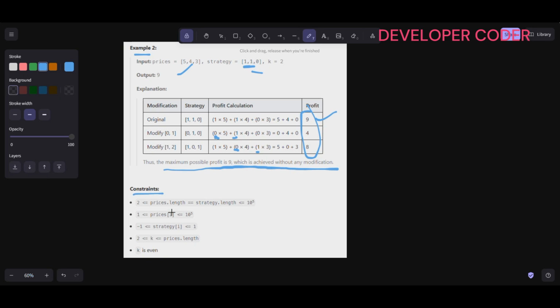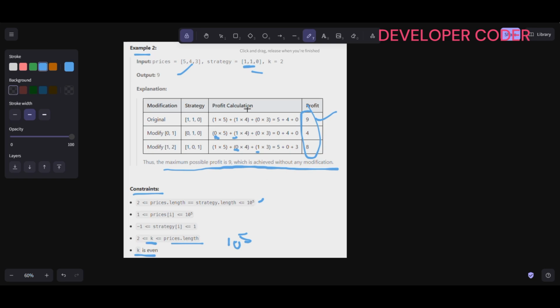And these are the constraints. Price dot length is equal to strategy dot length, 2 to 10 to the power 5, very big, right? Prices of i is 1 to 10 to the power 5, right? And strategy of i value is from -1 to 1. Okay, -1, 0, 1, that's what we are seeing here, right? -1 means buy, 0 means hold, 1 means sell, right? And k is from 2 to price dot length, k is even, right? Price dot length is also from 2 to 10 to the power 5 at max.